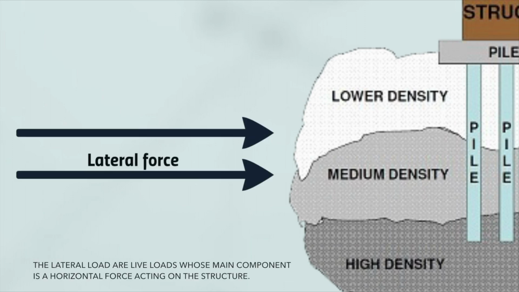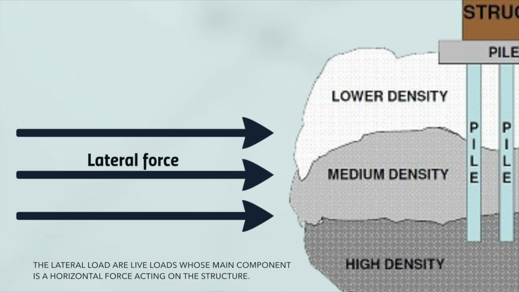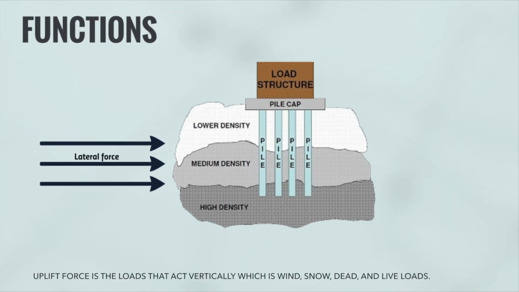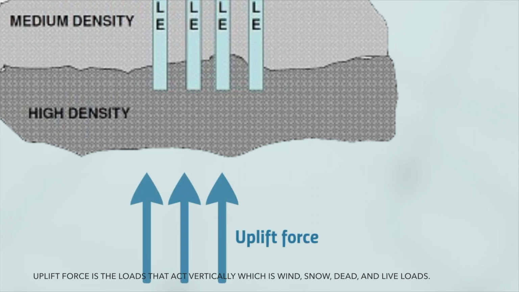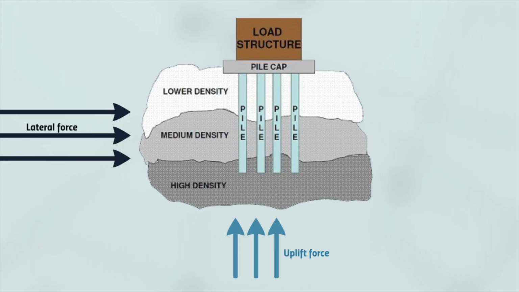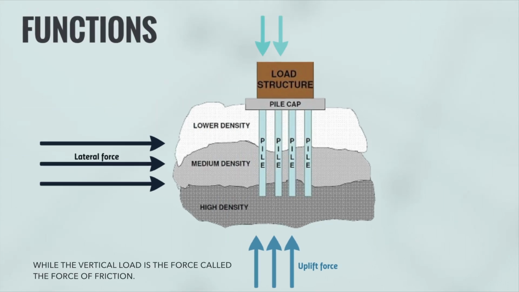The lateral loads are live loads whose main component is a horizontal force acting on the structure. Uplift force is the load that acts vertically, which is wind, snow, dead, and live loads, while the vertical load is the force called the force of friction.